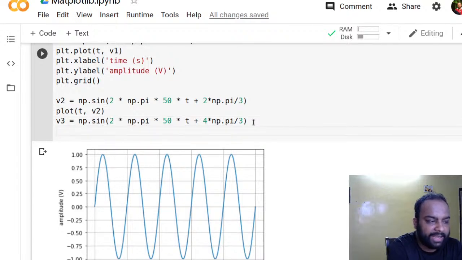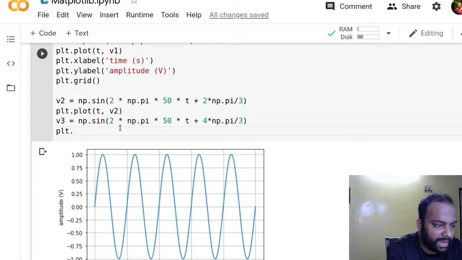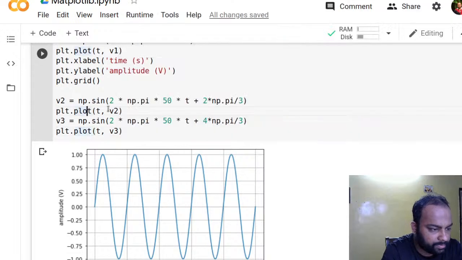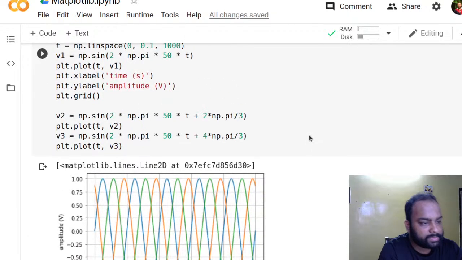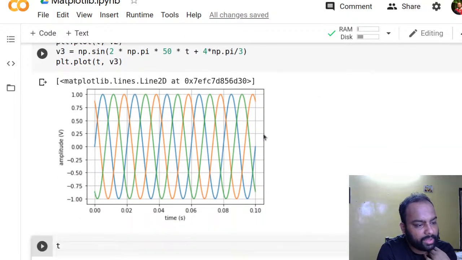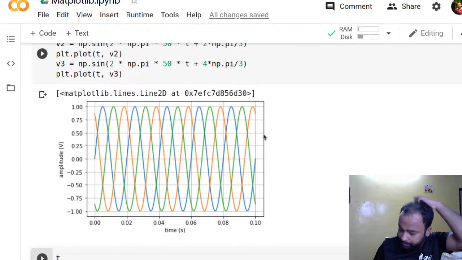After creating V3, again plot is coming from the plt module, and again I can say plot and then T comma V3. All right, let's run this. So what I essentially have is a representation of the three-phase sinusoidal behavior. So we have a plot for three sinusoids, phase 120 degrees apart.